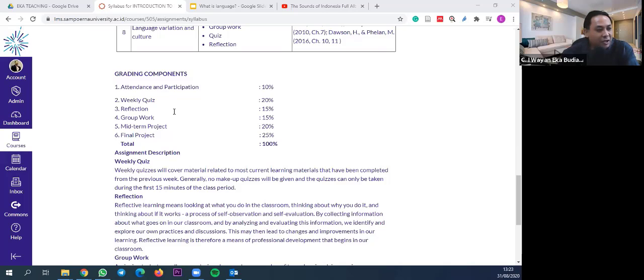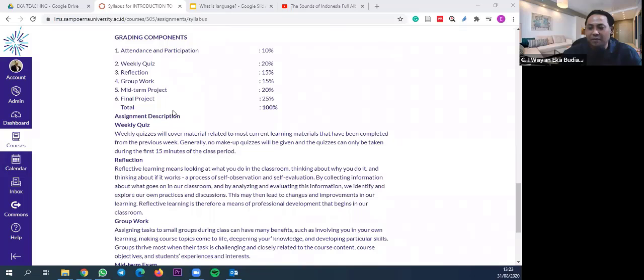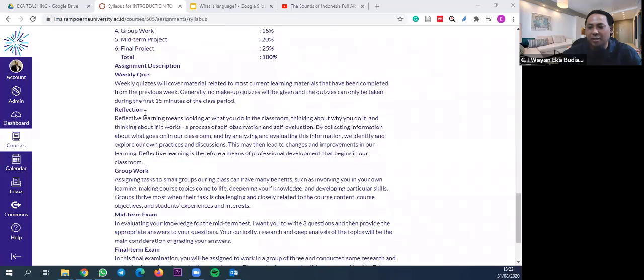Reflection. Almost every class, I would like you to write down reflections of what you already learned, for example, what triggers you to think more related to the phenomena or the concepts that we learn in class. And group works, of course, midterm project or midterm evaluations and final term project.